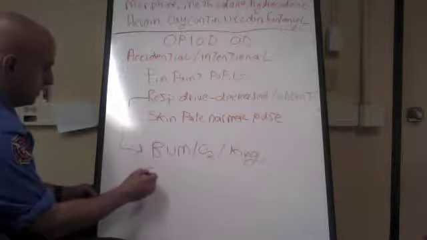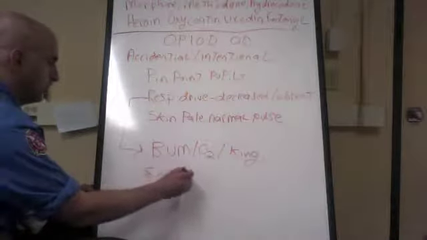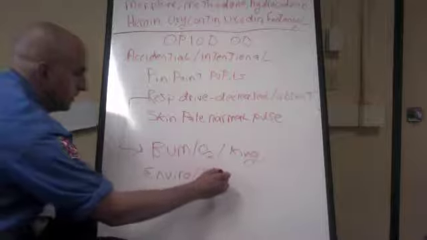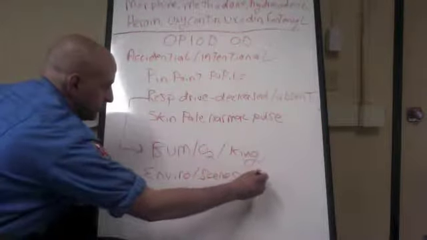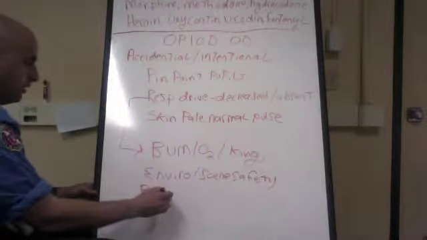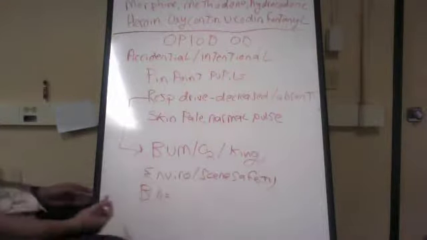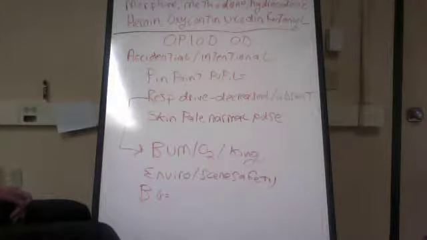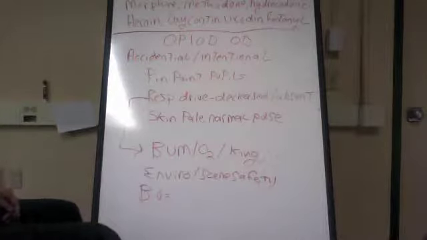We also want to look at our environmental clues and consider our scene safety. This patient, we'll also check a blood sugar and treat that accordingly to help rule out that it's not a low blood sugar problem. Up at the top are just some common opioids out there: morphine, methadone, hydrocodone, heroin, OxyContin, Vicodin, fentanyl. All of those would be reversed with some Narcan.